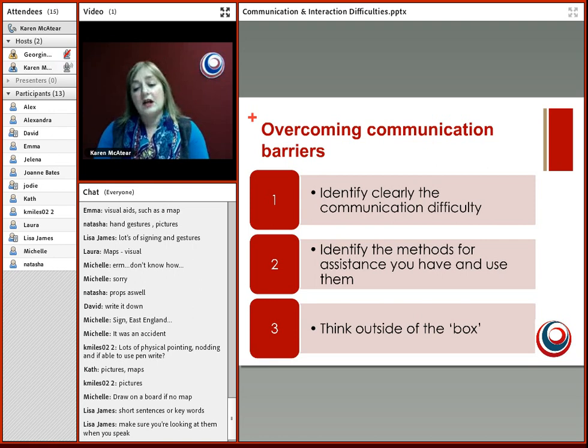Thirdly, think outside of the box. Don't just stick to methods that have worked in the past or not worked in the past, or this is what we've always done, this is how we always work with children with communication difficulties. It's good sometimes to think outside the box and try different things, especially when other methods just haven't worked.